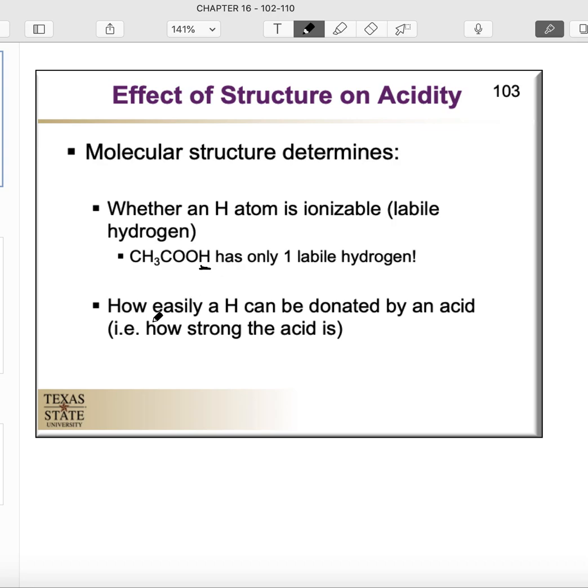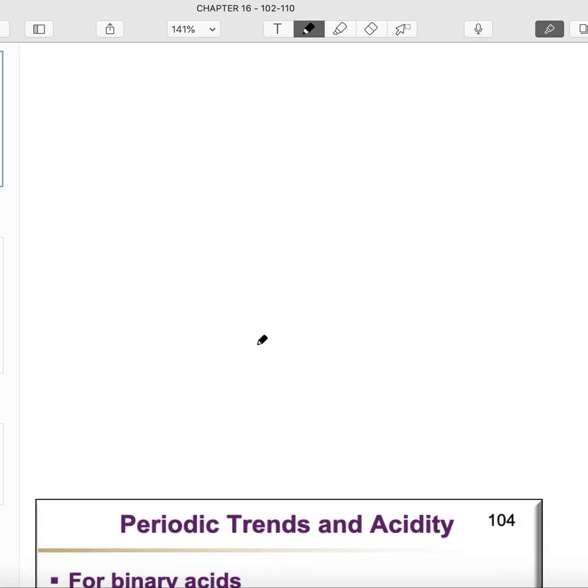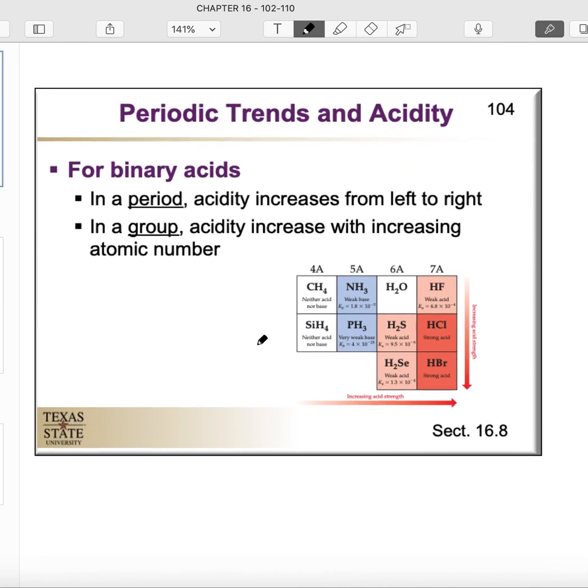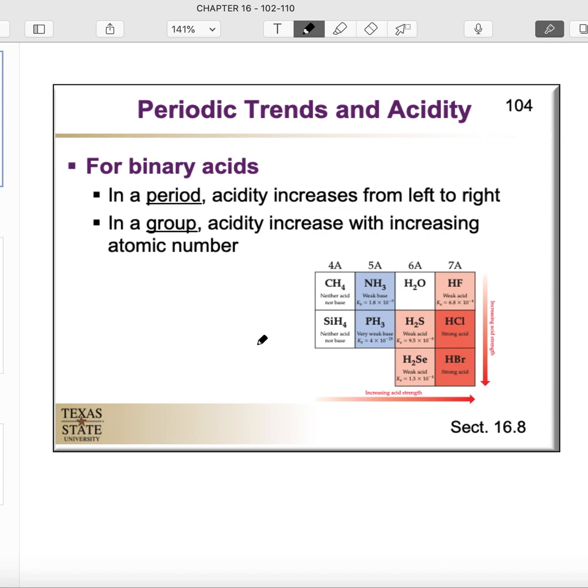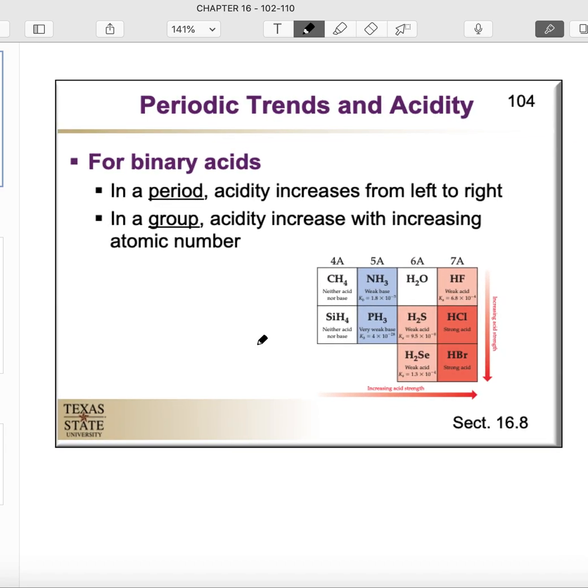Also, the molecular structure determines how easily that labile hydrogen can be donated. Some of them can be donated more easily than others, and the structure is going to tell us that. Now, if the hydrogen is easy to donate, then you have a stronger acid than if the hydrogen is harder to donate. All right, so how do we predict the trend of acidity between different acids? There's going to be 2 different sets of rules.